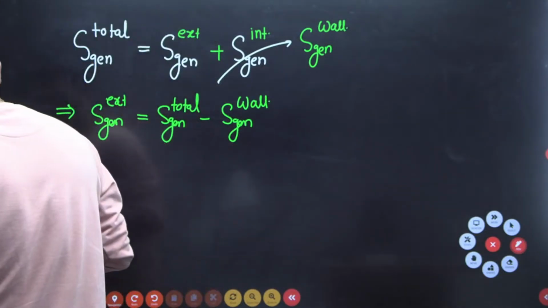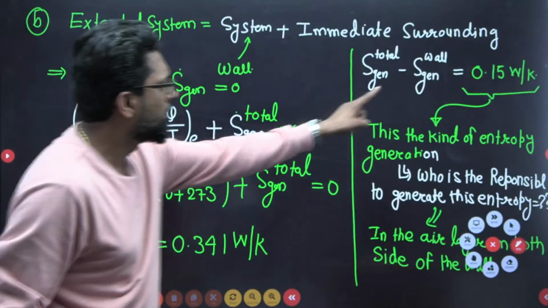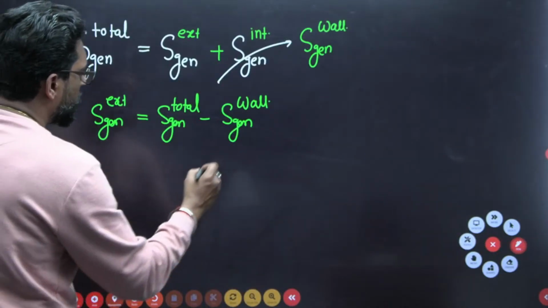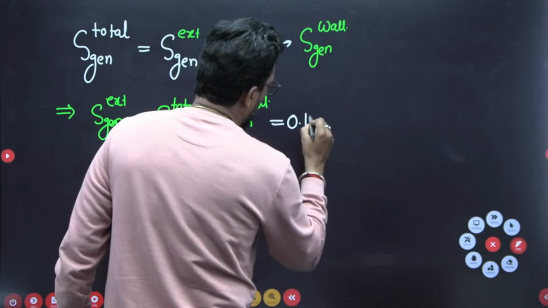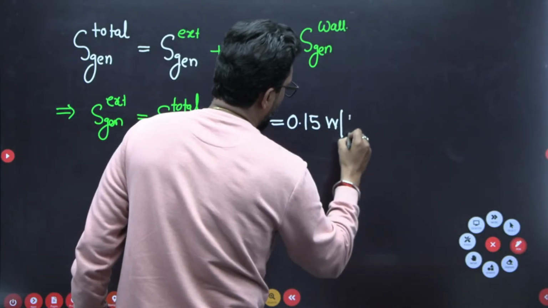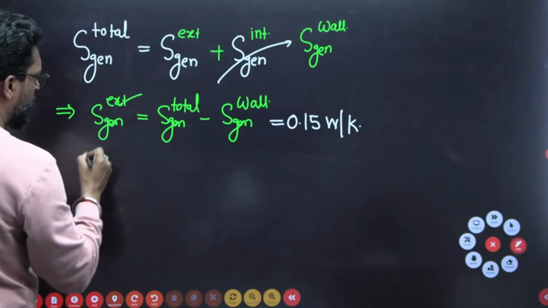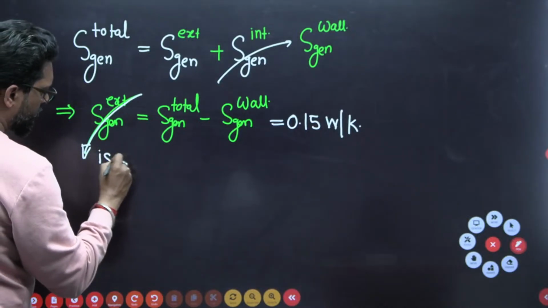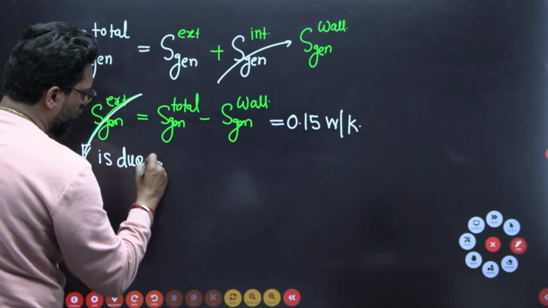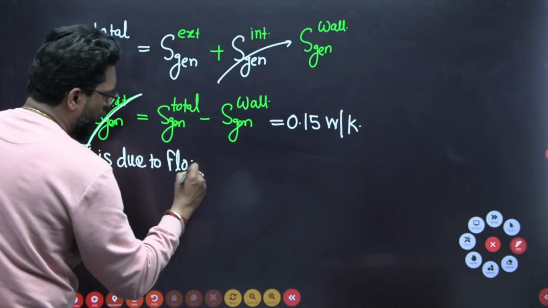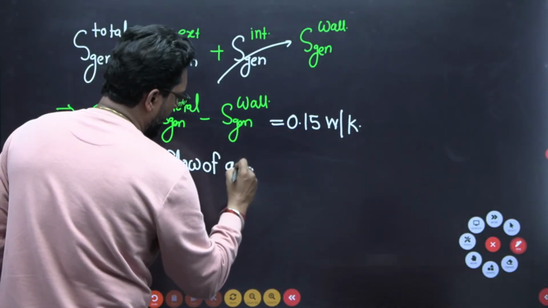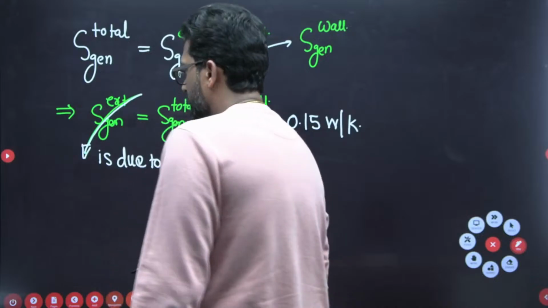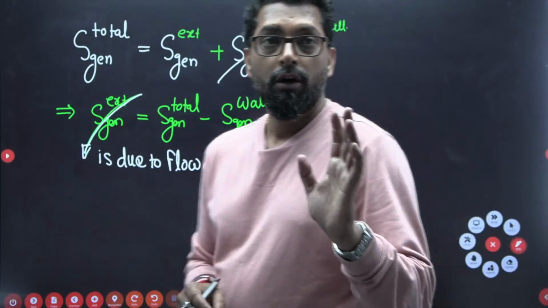So what value is this? External entropy generation is what value? 0.15 watt per Kelvin. So this external entropy generation is due to flow of air. Is it correct? So that is very important.